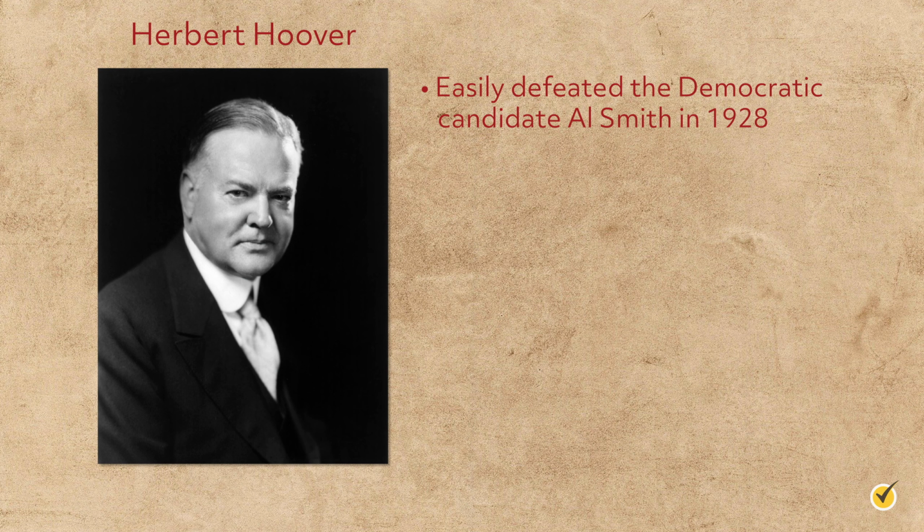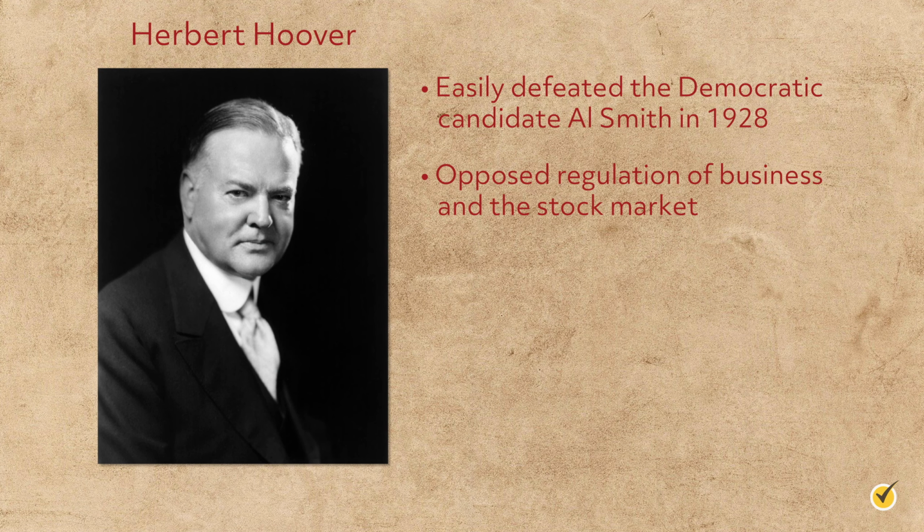As president, Hoover followed the example of Harding and Coolidge in opposing regulation of business and the stock market. He began his presidency optimistic that the prosperity of the past decade would continue into the 30s. Signs of the financial catastrophe to come were present long before the crash, but few could have foreseen just how devastating the fall to come would ultimately be.